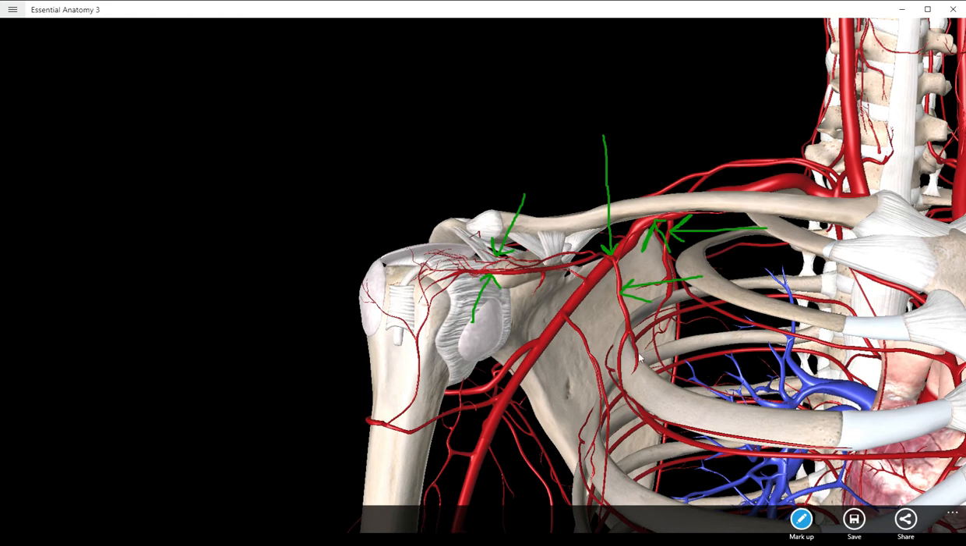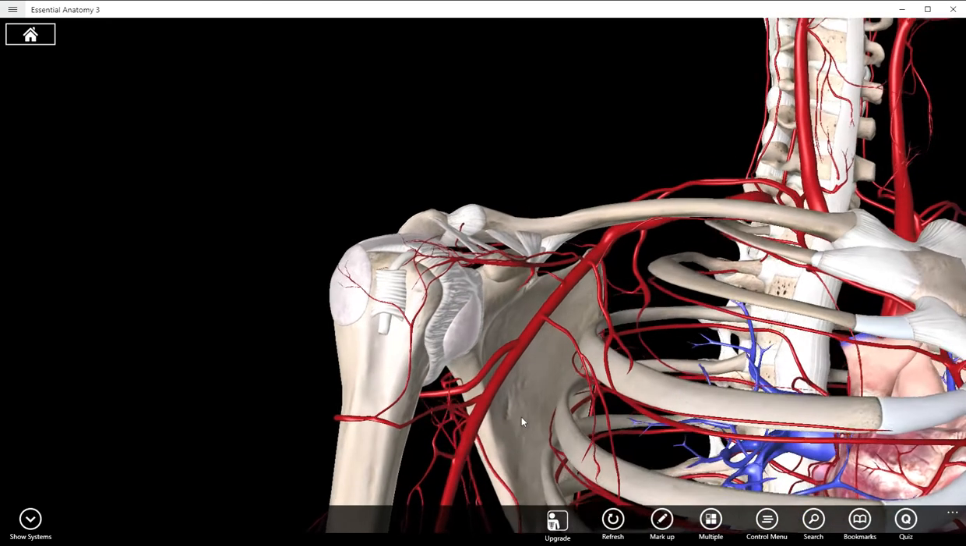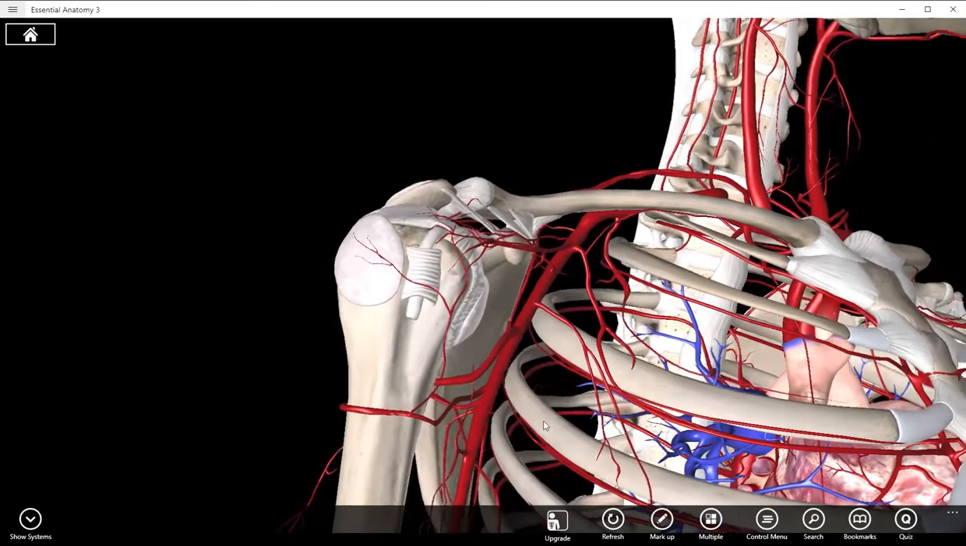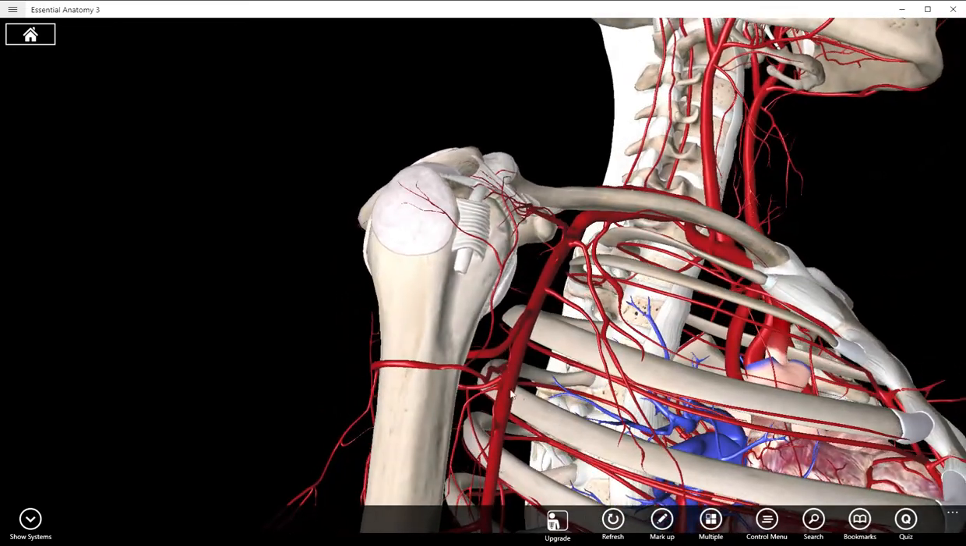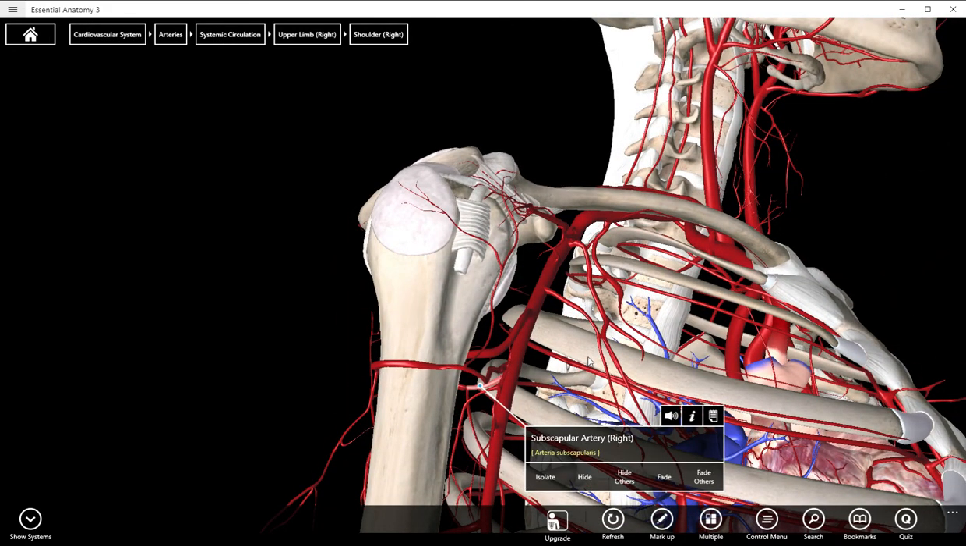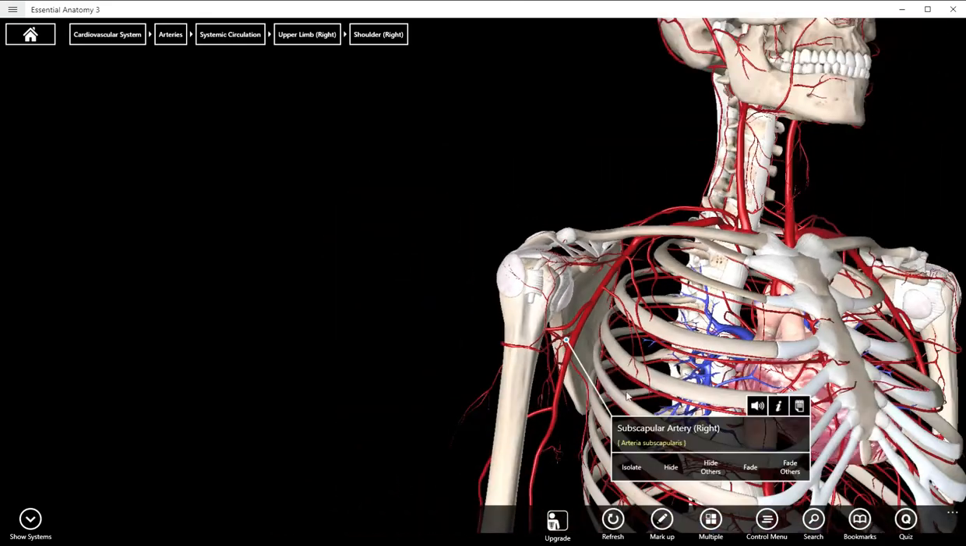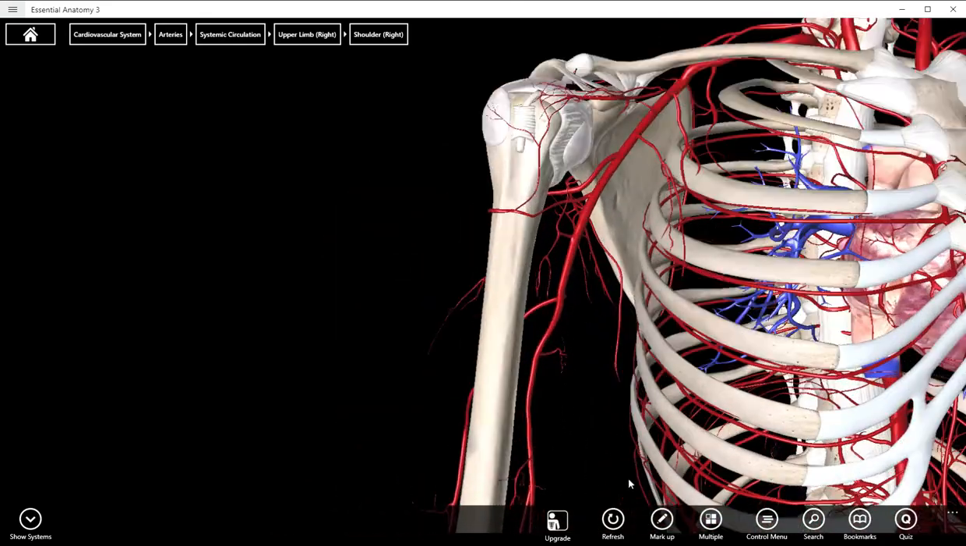If anyone's watching this, if you're in your room studying and they see this, they're going to be like, what the heck are you learning? That is the lateral thoracic artery, so HTL. Subscapular from this angle is not going to be easy. I'm just going to click on it. There's subscapular artery.